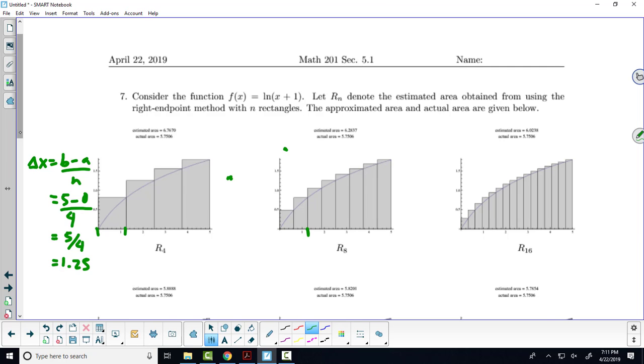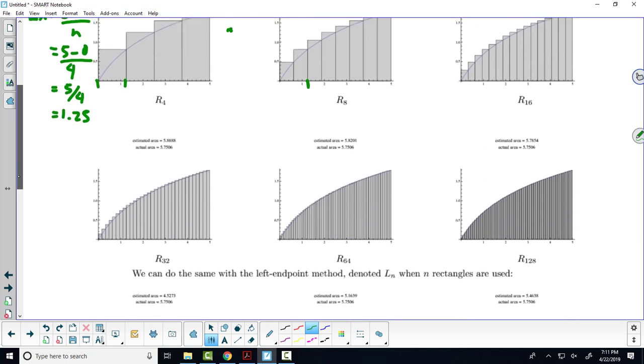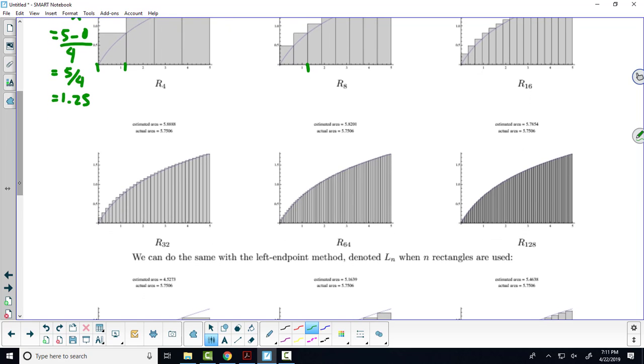And here you've got all the way up through R128. I know it's hard to read, folks, but it was the best I could do. So you can see that above you've got the estimated area, and then below that you've got the actual area. It's a little hard to read. Maybe you need your spectacles. But you're accurate to the 10th place. If you want to get more accurate, what do you do? Just add more rectangles, right?